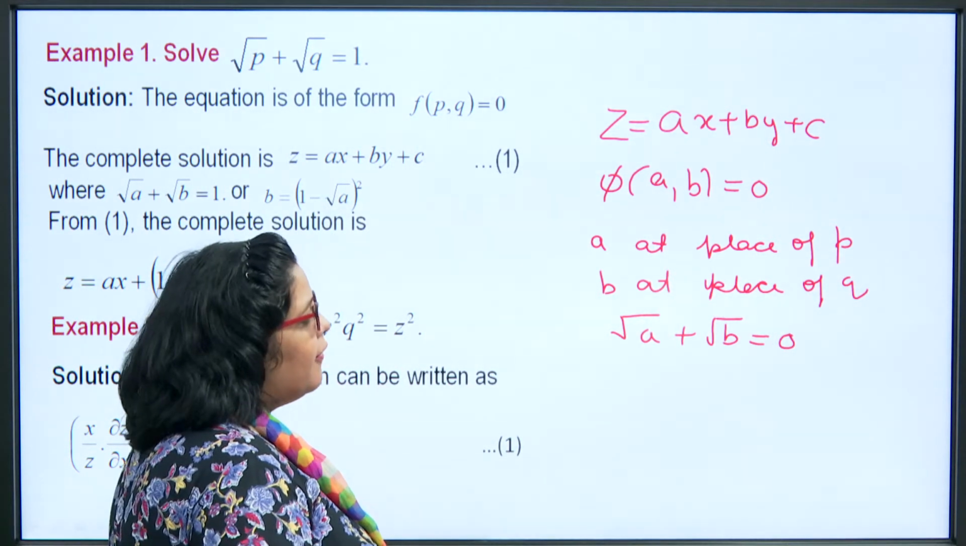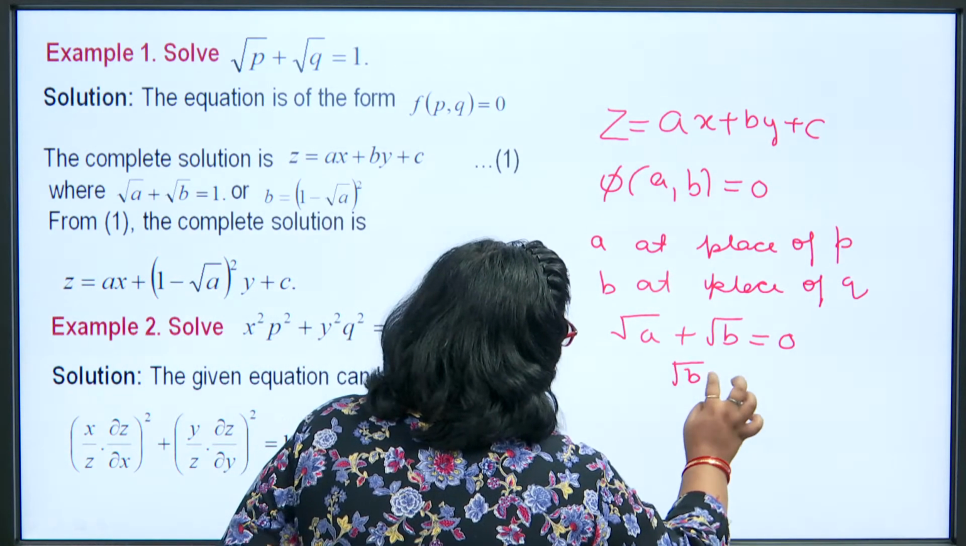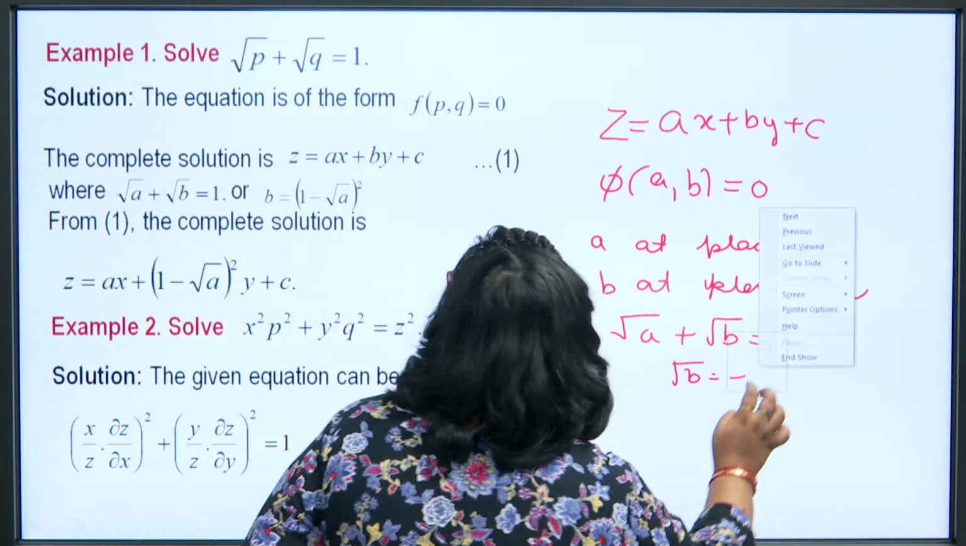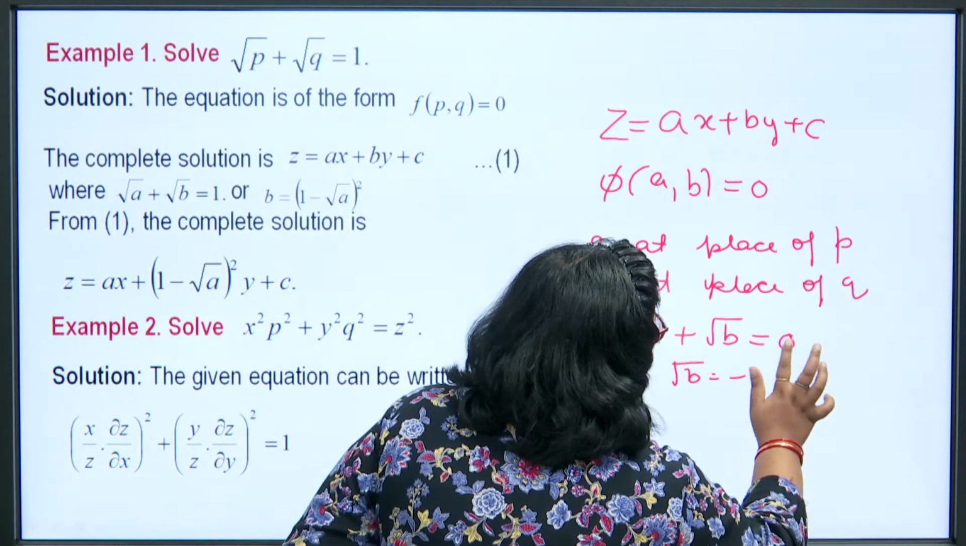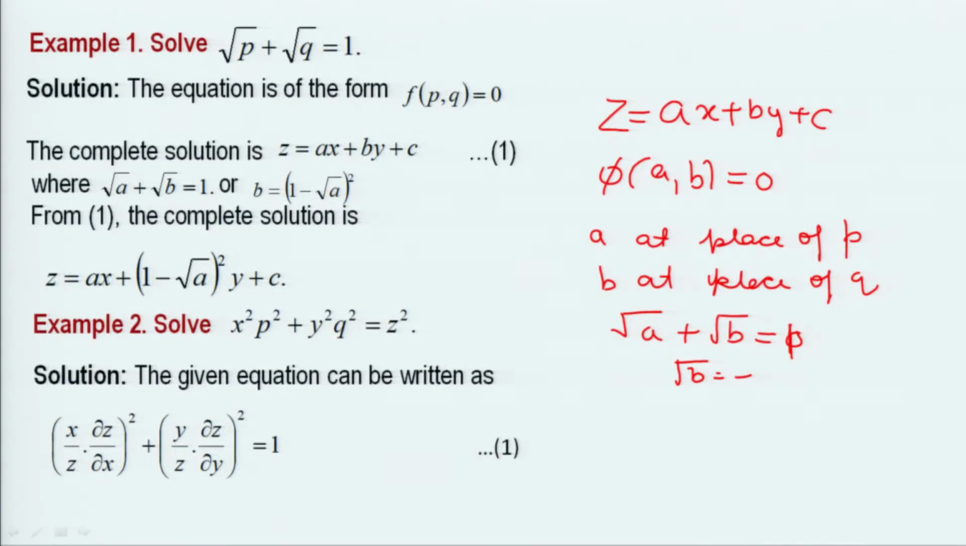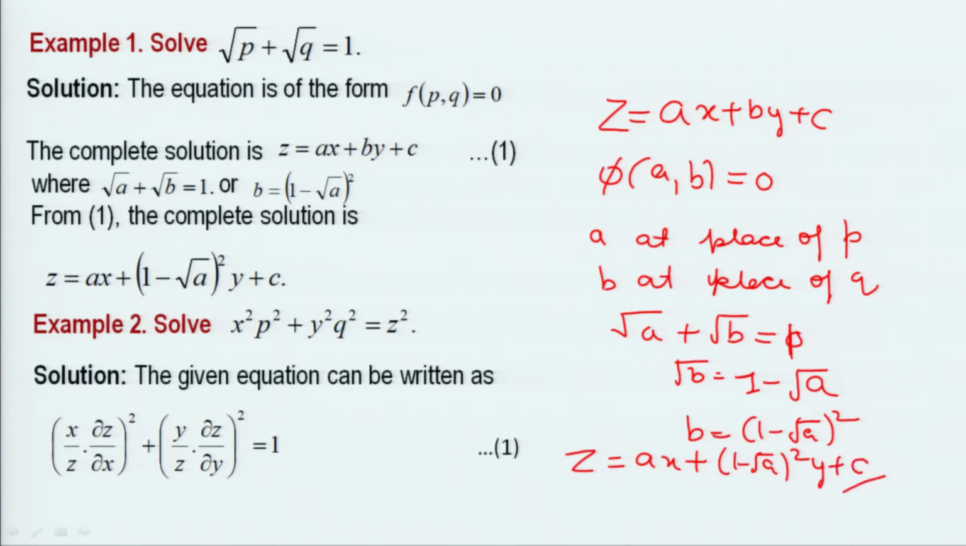We can write b in the form of a: root a plus root b is 1, so root b is 1 minus root a, that is b is equal to (1 minus root a) whole squared. Putting this in z equal to ax plus by plus c, we get z equal to ax plus (1 minus root a) whole squared y plus c, which is the required solution of the equation.